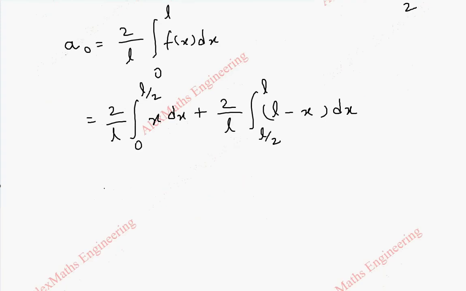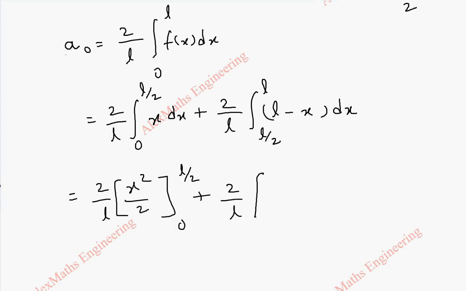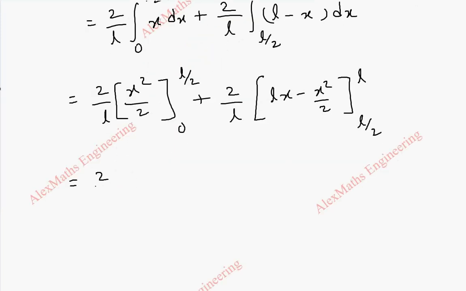Now when I integrate this, x integration is x square by 2. Our limit is from 0 to L by 2. And this is 2 by L. Its integration is Lx minus x square by 2, L by 2 till L. Let's substitute the upper limit, then minus lower limit. So 2 by L, when I substitute L by 2 here, it is L square by 4, and already there is one 2, so the 2 will be in the denominator.